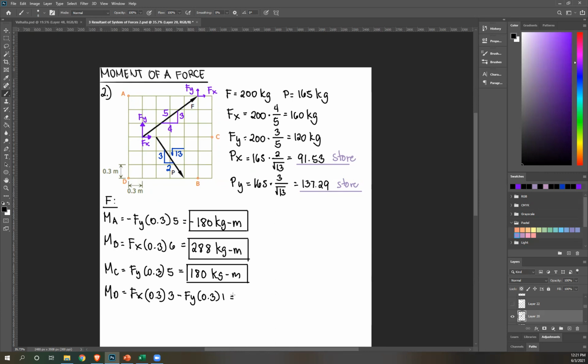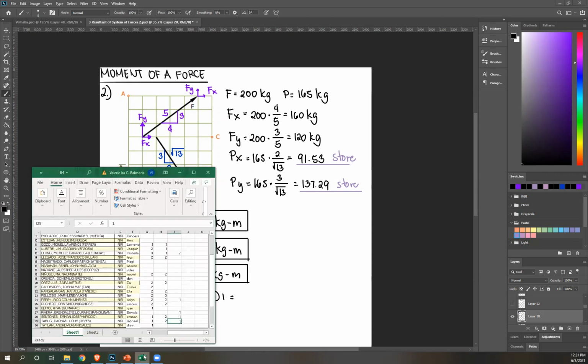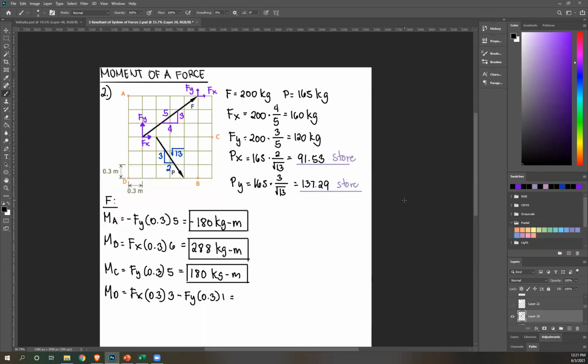Correct, it's 108. So correct, Rafael and Marilyn. 108 kilogram meter, positive.